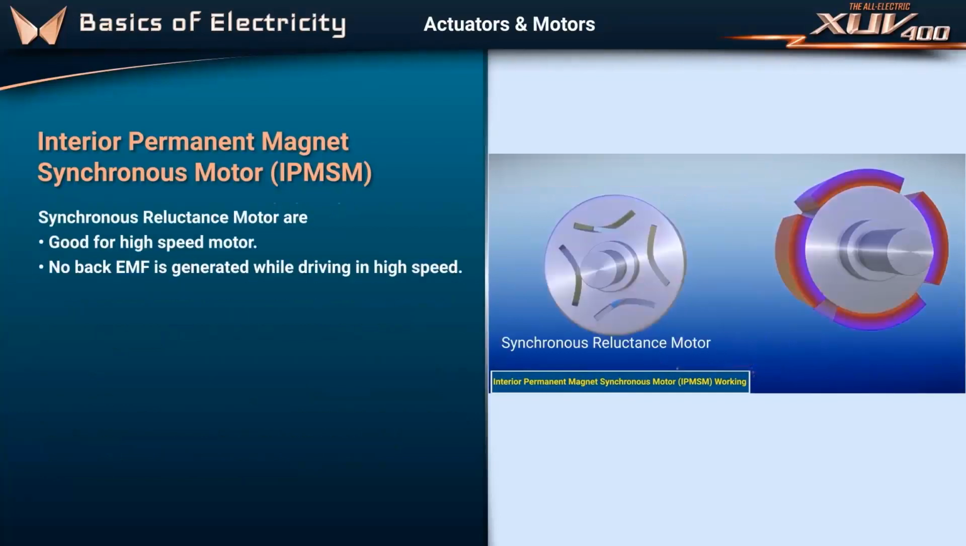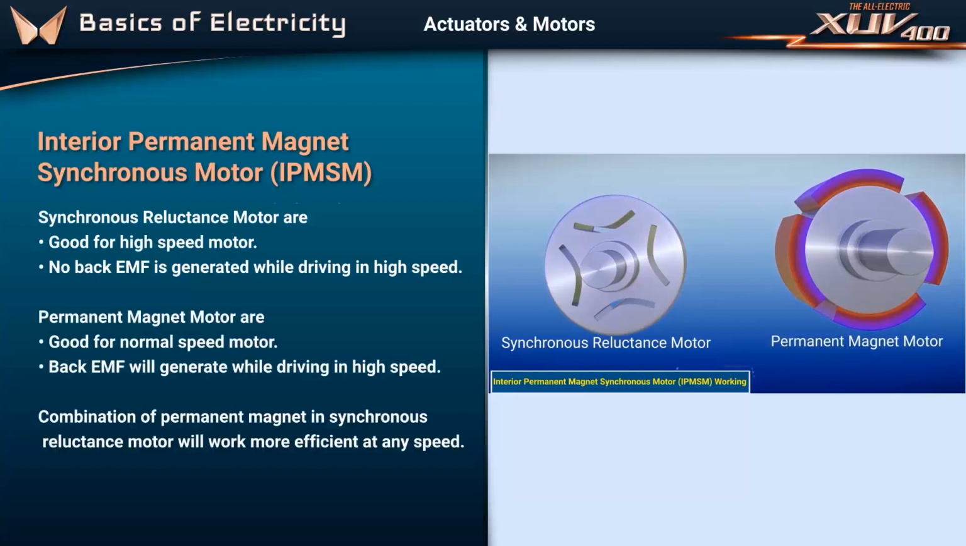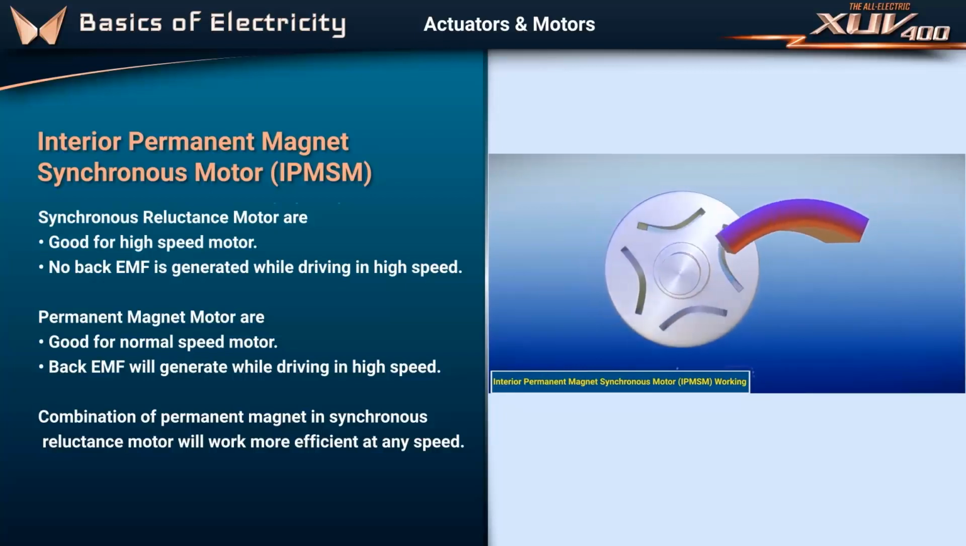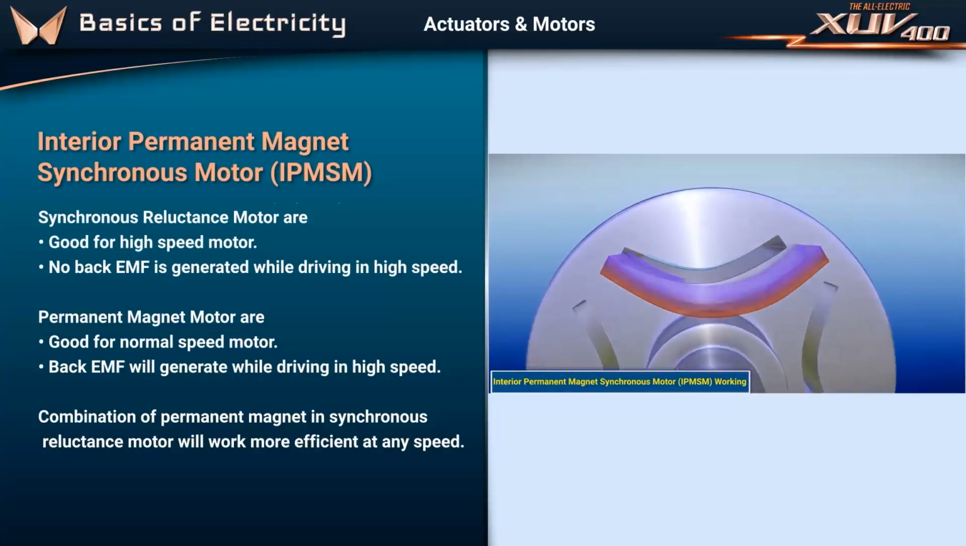Synchronous reluctance motors are good for high-speed operation. No back EMF is generated while driving at high speed. Permanent magnet motors are good for normal speed operation. Back EMF will be generated while driving at high speed. Combining permanent magnets with a synchronous reluctance motor will work more efficiently at any speed.